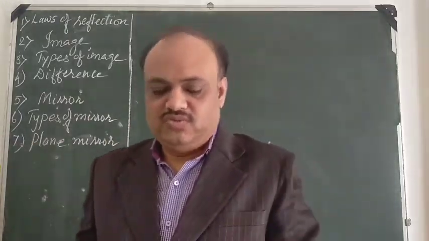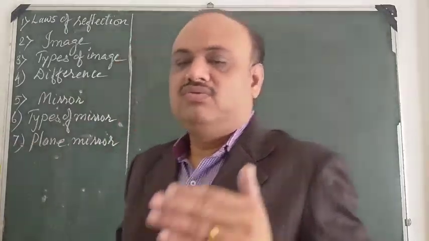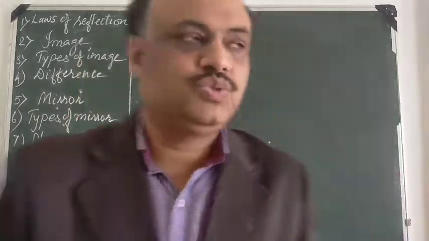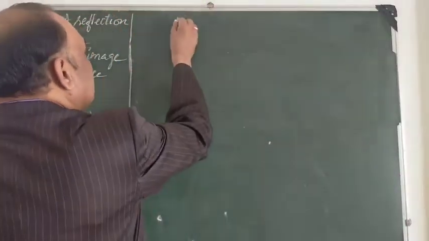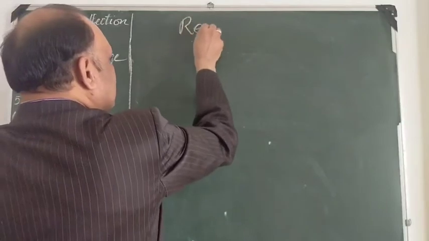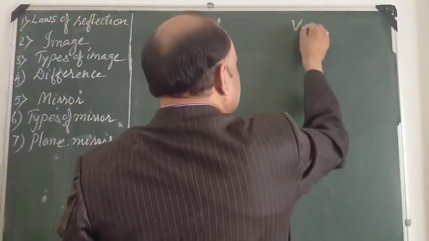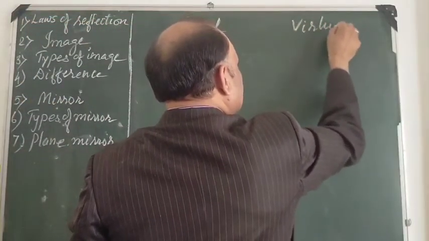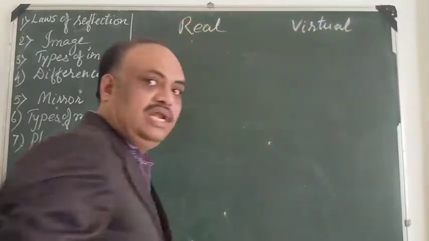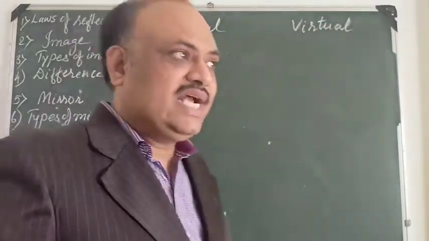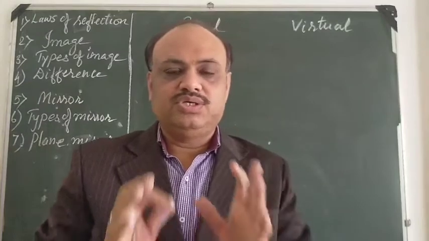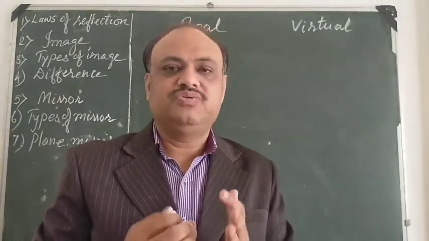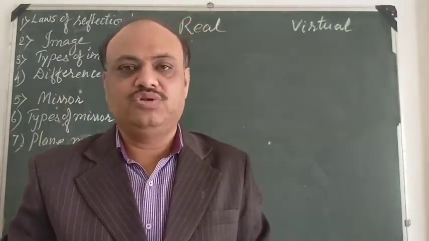Now, as we have to study about images, we will see the types of images. So types of images are, one is real image and another is virtual image. Real and virtual image. What exactly are the real and virtual image, that we have to see. So for that purpose we will see the definition of real and virtual image first.